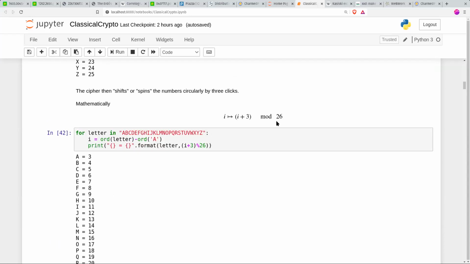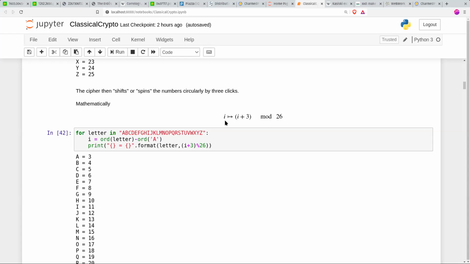So this is using modular arithmetic. Everybody had to take 204, so hopefully you're familiar with modular arithmetic. We're going to be using it for everything. It's almost true that every cipher uses modular arithmetic in some way. I think actually it's literally true. Every cipher uses modular arithmetic in some way.